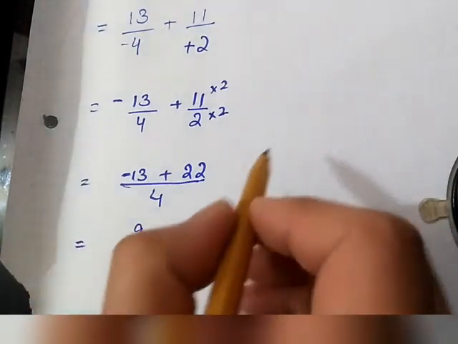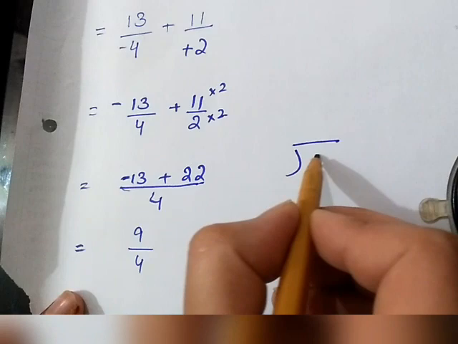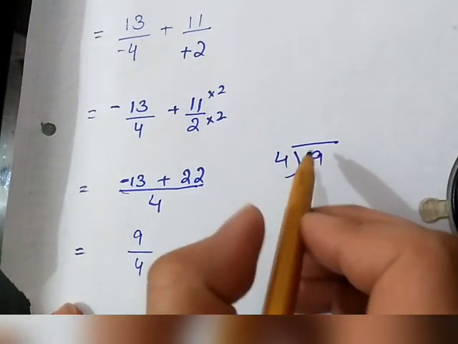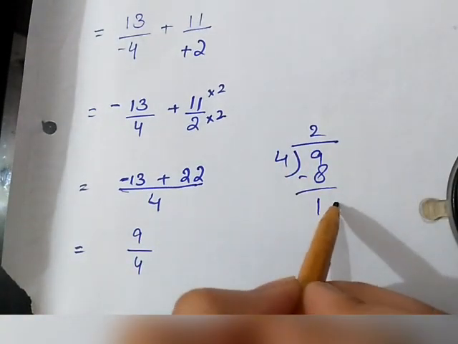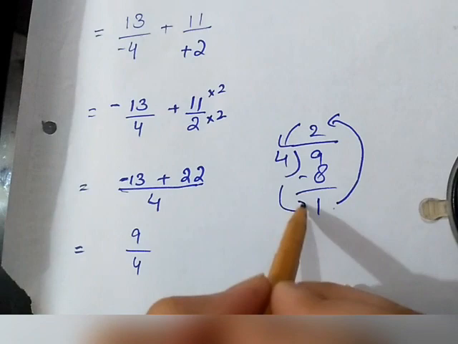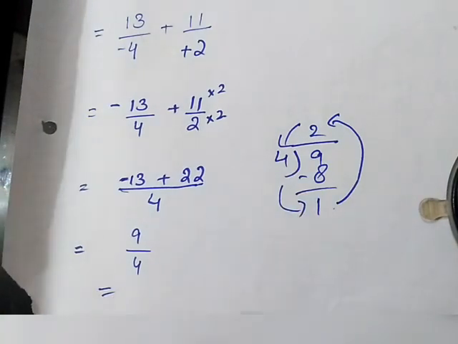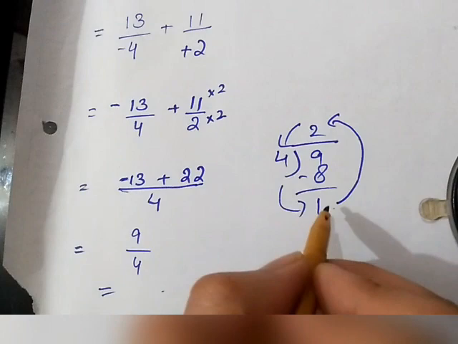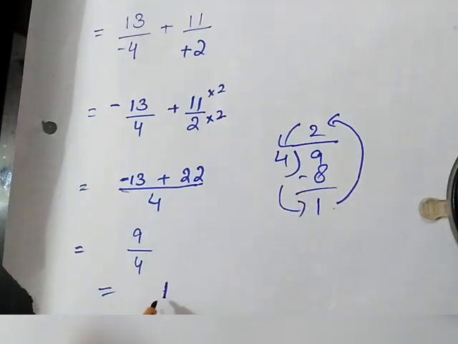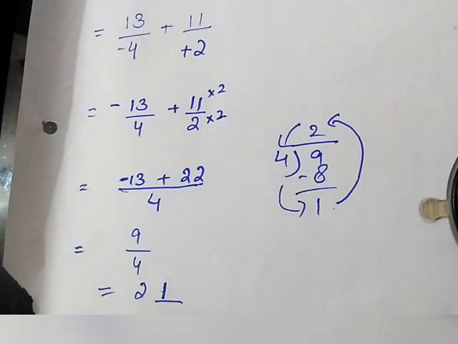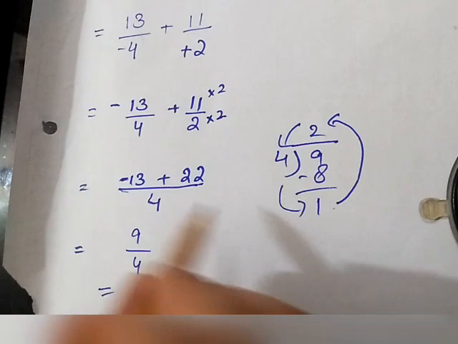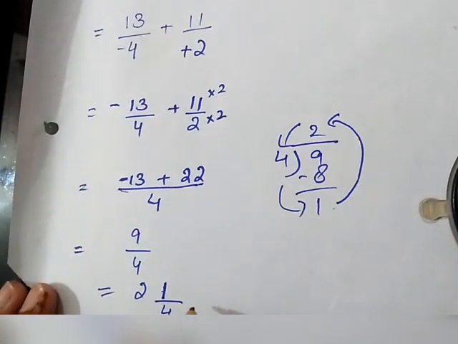Now it is an improper fraction, so we have to convert this improper fraction to mixed form. 9 by 4. 4 2s are 8. 9 minus 8, 1. Now we write this in mixed form. So the 1 that is the remainder will be written on the top, then the quotient on the left side, and the divisor downward, that is the denominator. So here is the answer of question 7 part A.